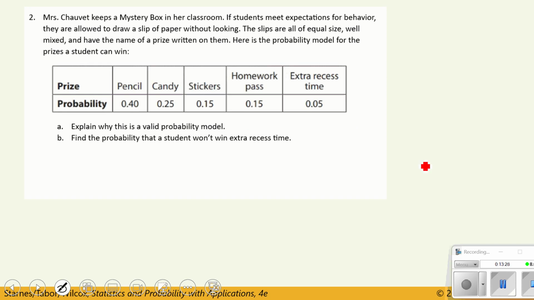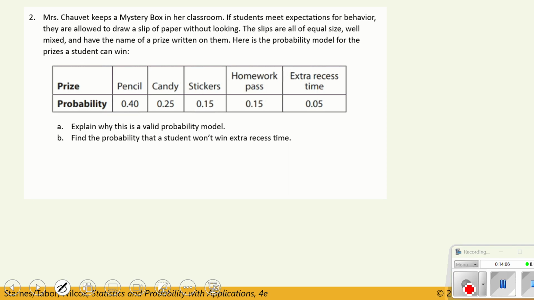Okay, Mrs. Chevette keeps a mystery box in her classroom. If students meet expectations for behavior, they are allowed to draw a slip of paper without looking. The slips are all of equal size, well mixed, and have the name of a prize written on them. Here's the probability model for the prizes a student can win. Explain why this is a valid model. And then after you're done with that, we want to find the probability that the students won't win extra recess time. So what is the probability that they won't win it? Okay, so again, let's pause the video. We're going to work with our partners and come up with our answers for A and B.